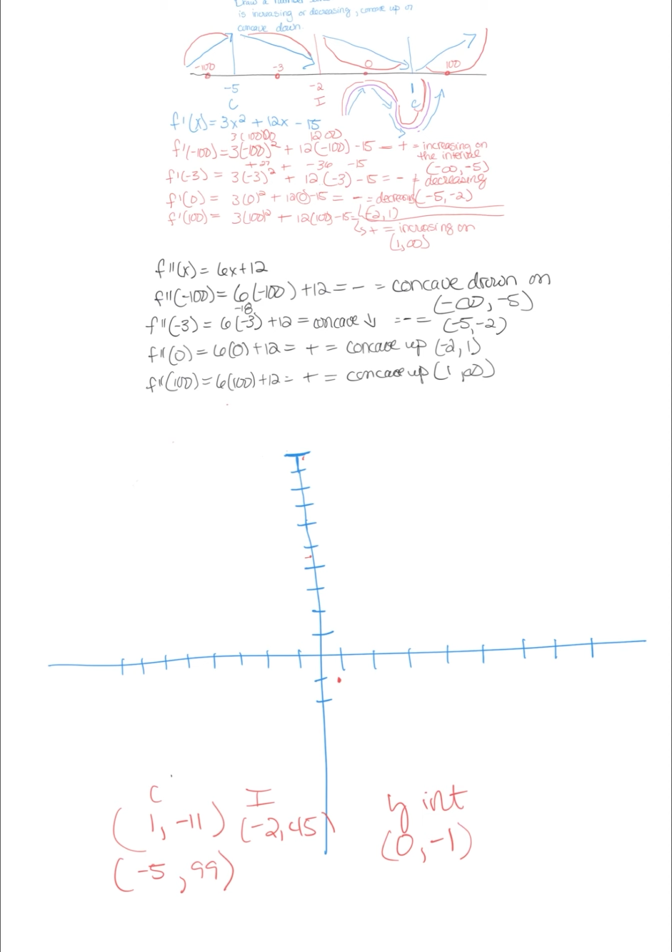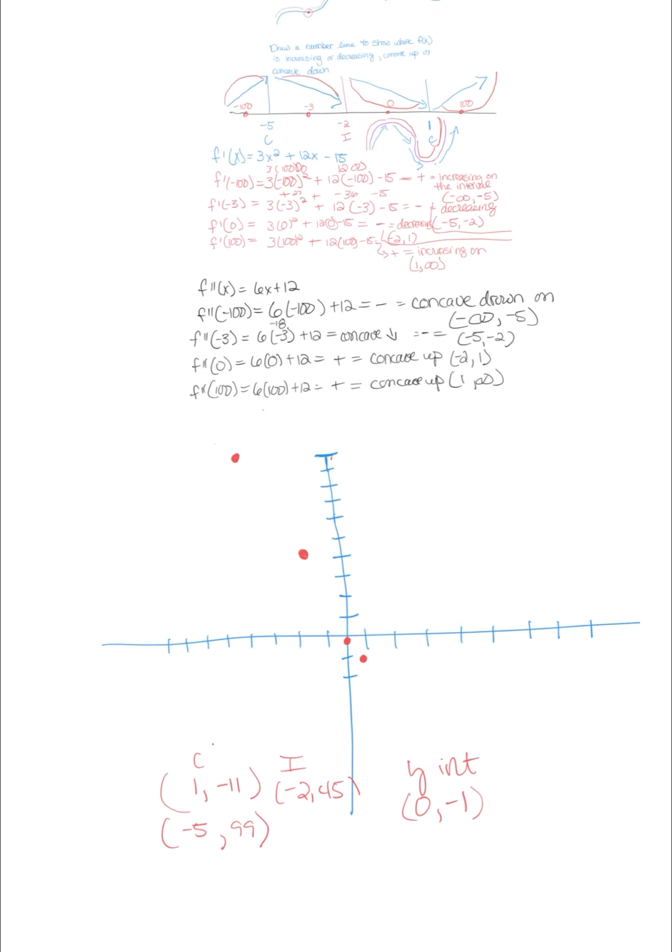And so we said negative 2, 45. All right, let's erase that, and I'm going to make this a little bit bigger. Then we have negative 5, 99. So we have 1, 2, 3, 4, 5, and then we're going to go way up here to 1, 2, 3, 4, 5, up pretty much all the way. And then a y-intercept at 0, negative 1. So it's going to be right there.